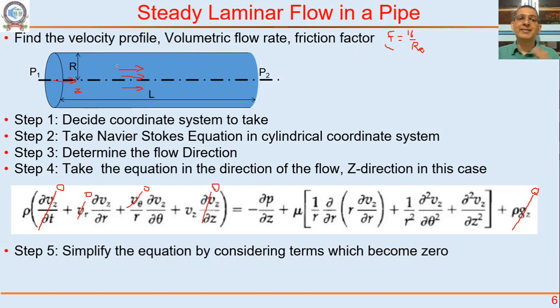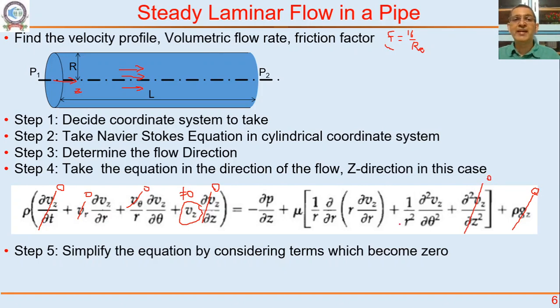Flow is not accelerating along the z direction. Flow is not decelerating along the z direction. Flow is moving at a uniform velocity. There is no dVz by dz. There is no elongation. There is no compression. So dVz by dz is 0. Mind you, Vz is not 0, but dVz by dz is 0. If dVz by dz is 0, what about del square Vz by del z square? That is also 0.